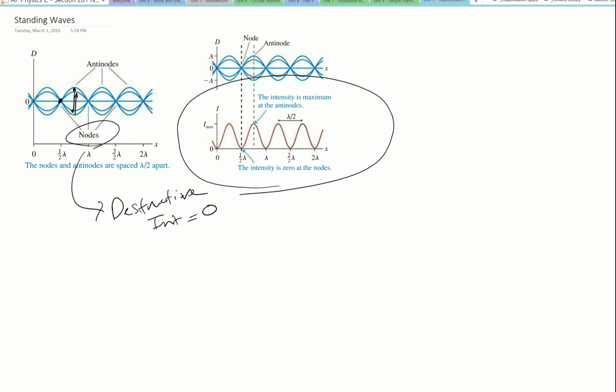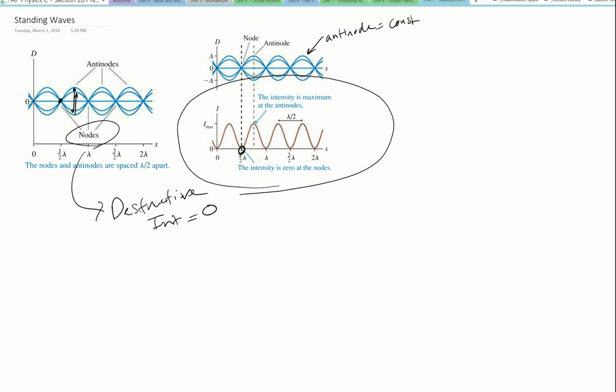Now it makes sense, right? If the waves are completely canceling out, and I should be careful, if the amplitudes of the waves are canceling out at the nodes, then they do not have any intensity at the nodes, right? Whereas they would have a maximum intensity at the antinodes where the two waves are constructively interfering, right? So the antinodes represent areas where we have constructive interference happening.